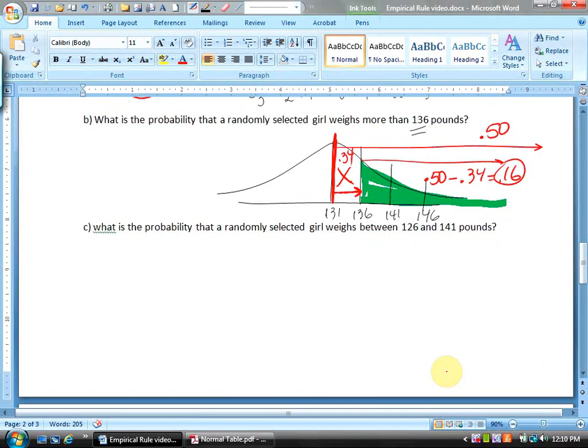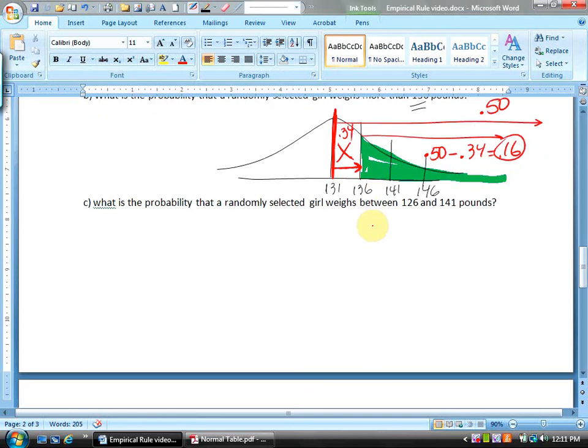Next question. What is the probability that a randomly selected girl weighs between 126 and 141 pounds? You are going to get questions of this type because a lot of people get confused. A lot of mistakes happen in quizzes when you have to find these probabilities between using the empirical rule.